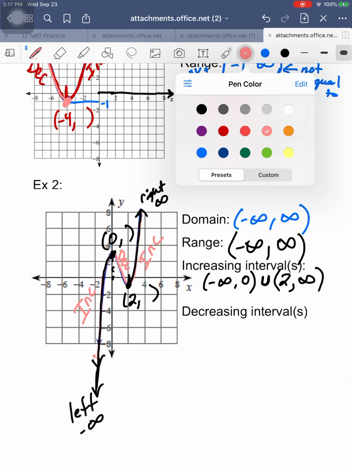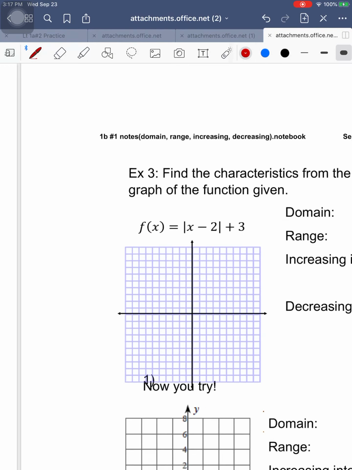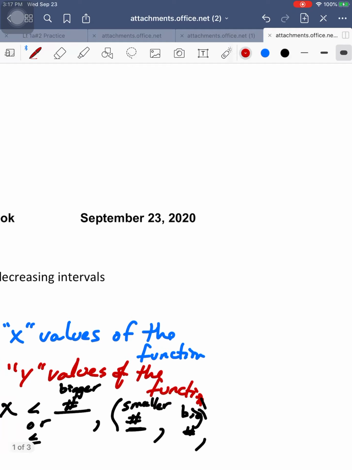The decreasing interval, there's one little decreasing interval there. So let's look at the decreasing interval going down here. From what point to what point is it decreasing? Starts, the x value is at 0, and it stops decreasing at 2. All right, that should be good for today.